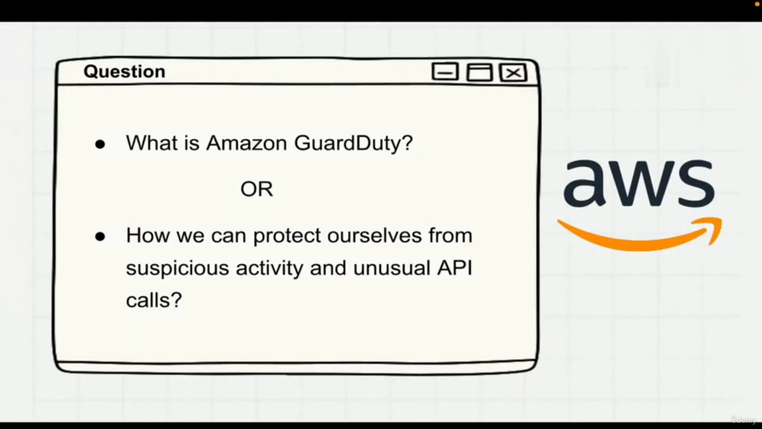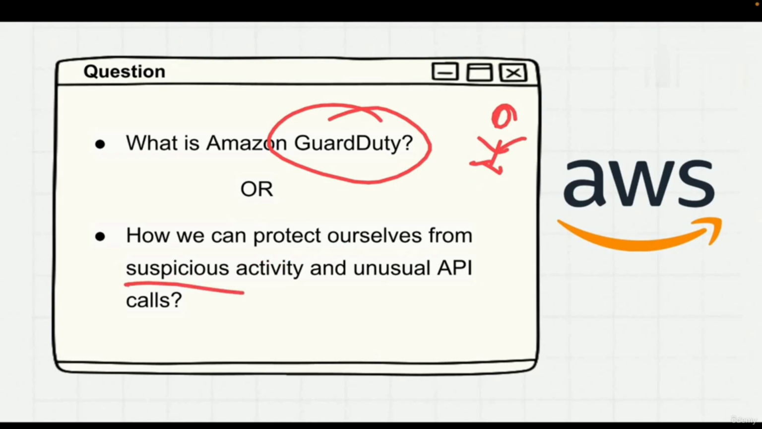Hi everyone, in this session we are going to talk about GuardDuty. So consider GuardDuty as a watchman that is going to see if there is any vulnerability available in your data and how you can mitigate it. So the question can be asked in the form of how we can protect ourselves from suspicious activity or unusual API calls. In this, GuardDuty, the watchman, is going to help you out.